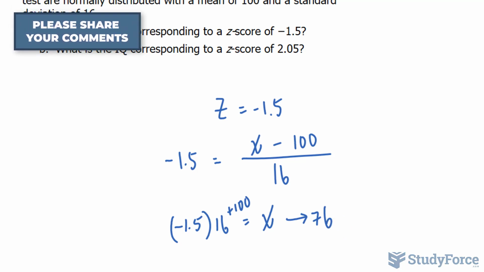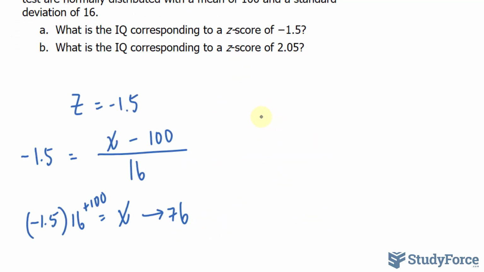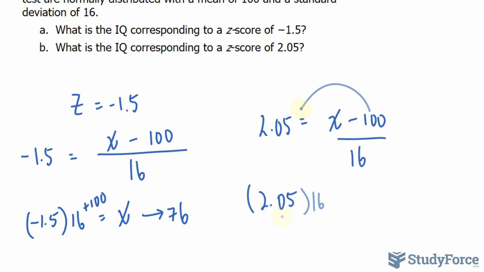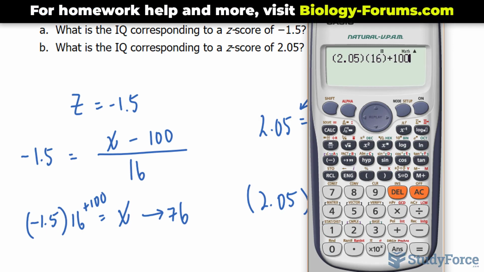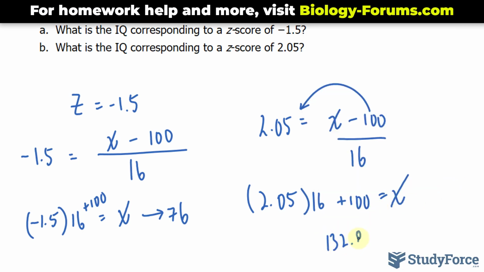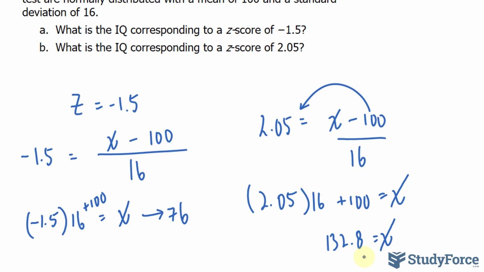In part B, we're asked, what is the IQ corresponding to a z-score of 2.05? Let's go ahead and figure this out. We have 2.05 is equal to x minus 100 over 16. Multiply both sides by the denominator, and then bring that negative 100 over, which makes it positive. x is 2.05 times 16 plus 100, and that gives us 132.8. Borderline genius. So a z-score of 2.05 is an IQ of 132.8.